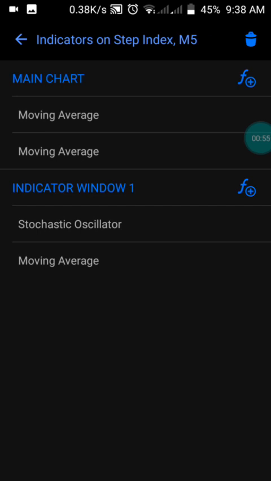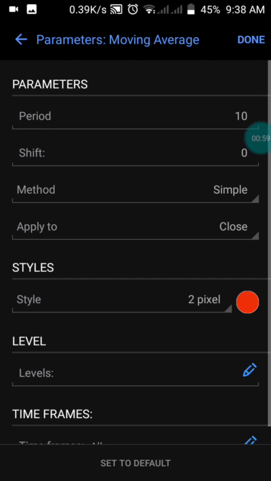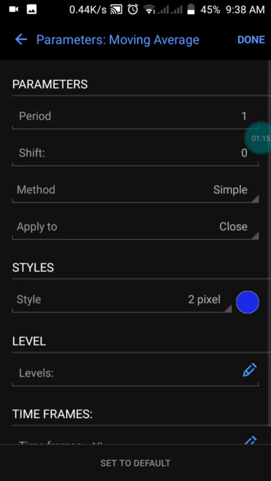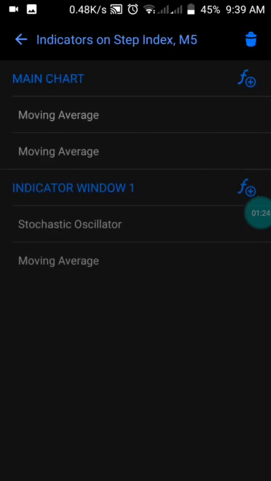The first setting in this strategy is your main chart, where you have your moving average. The first moving average is a period of 10, shift of 0, method simple, apply to close, and style in red color. Then you press done. Then you move to the second moving average, which is a period of 1, shift of 0, method simple, apply to close, and style in blue color. Then you press done.